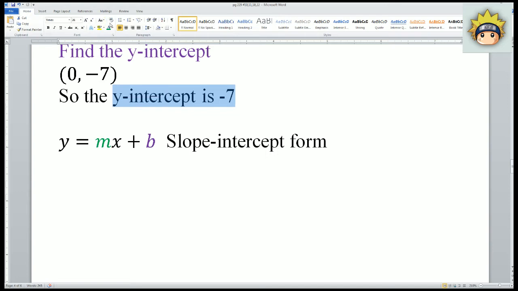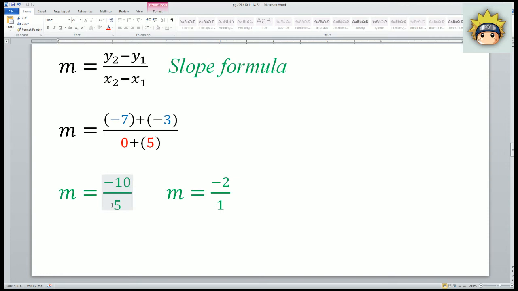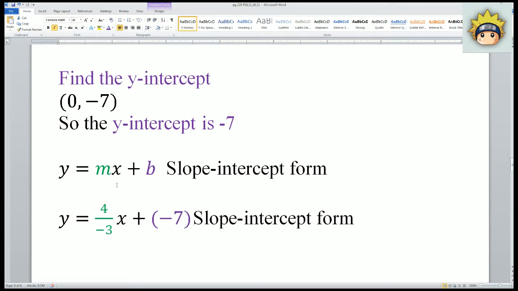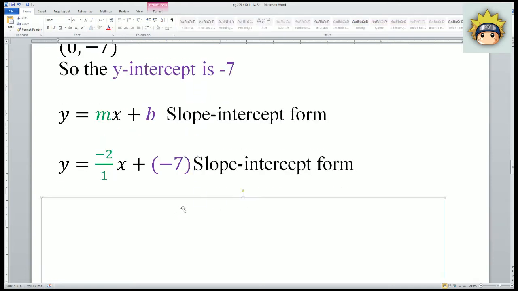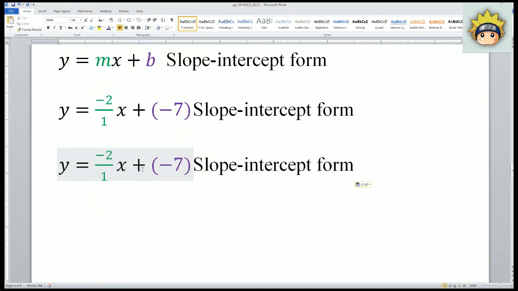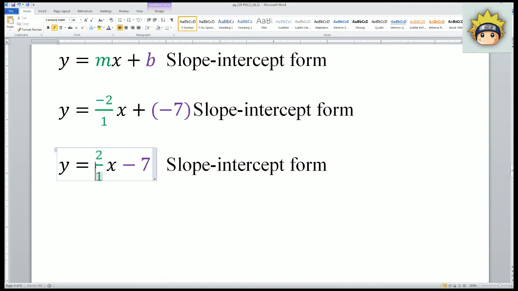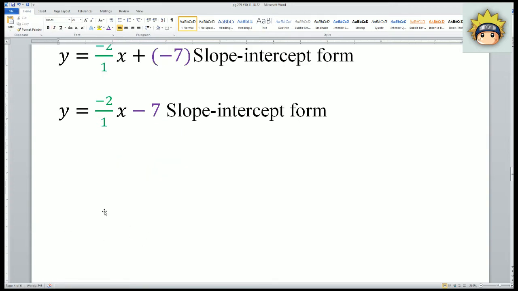So this is my purple here. That is my b. So I should have my two pieces. My slope was negative 2 over 1. Plus negative 7. We don't write the plus negative 7. You would just write this as minus 7, and the negative here you can just leave on top if you want. There you go. That is how the equation looks in slope-intercept form.